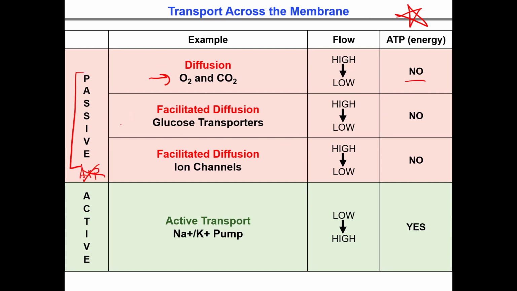Facilitated diffusion, again, glucose transporters are going to be moving from high to low as well, so they're still using diffusion, and it's not requiring any energy. Facilitated ion channels, remember they can open or close, moving from an area of high to low, and again, do not require any energy. The only one that does require energy is our active transport. In this case, the example is sodium potassium pumps, and they're doing the opposite. They're going from low to high. So they're working against the concentration gradient, and this requires energy in order to pump it in the reverse direction.